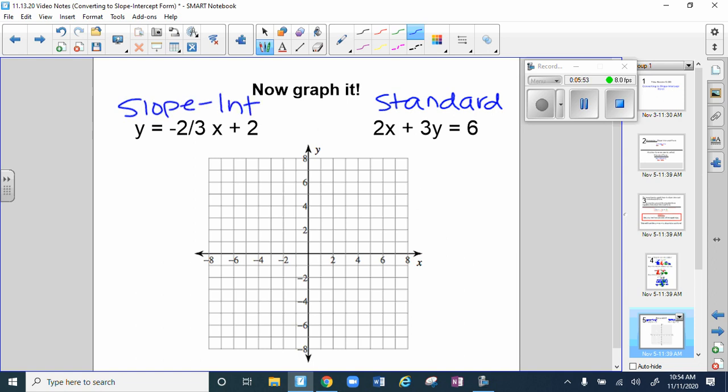They're the same. We just converted them. We know that they're the same graph. They're going to be the same line. So let's graph it. So I'm going to take my y-intercept, which is at positive 2, and I'm going to plot that point on my graph.